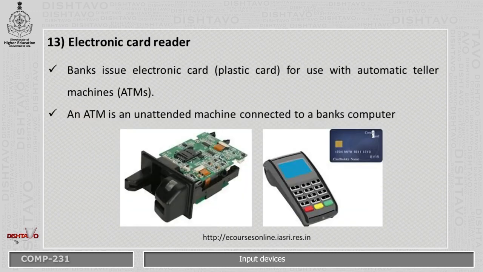Next input device is the electronic card reader. It is mostly used in ATMs, that is automated teller machines, for different banks. The bank issues us a plastic card called an ATM card. We can just swipe this card on this electronic card reader. It will connect you to the server of the bank and you can access your account. You can withdraw or take money from that machine. It is an unattended machine which is connected to the bank server.